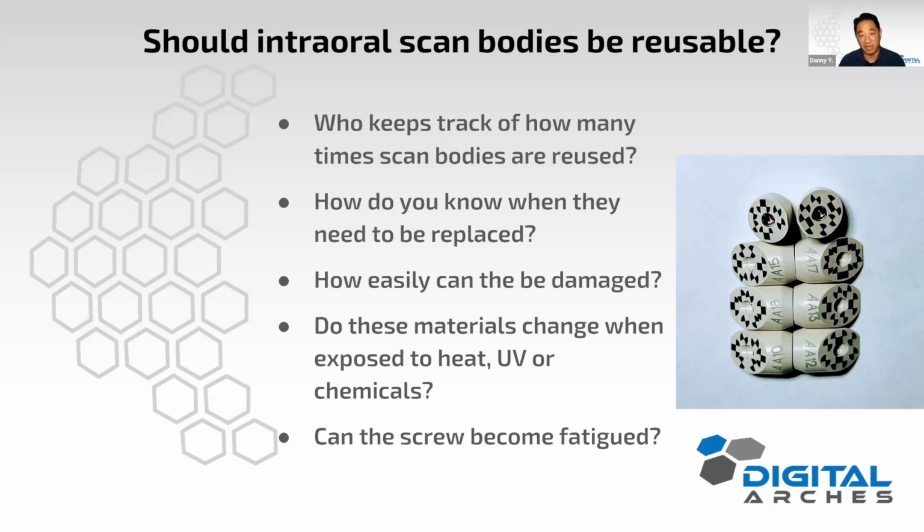Some of these scan bodies are made out of plastic or PEEK. We found with the ones that we made out of PEEK and plastic, even the hardest ones we could find, they still got damaged pretty easily. Patients would bite on them, or the screw would dig into them. A lot of things made those things kind of inaccurate pretty quickly. And then heat, UV, chemicals, those things can all change anything that's made out of plastic. And then the screw, of course, they give you one screw with these scan bodies, and over time, if you're using it over and over again, even if you're just hand tightening them, they can actually get pretty fatigued over time.